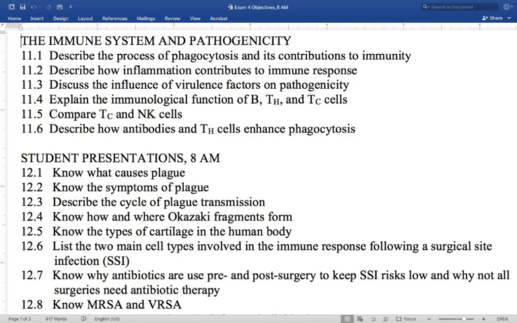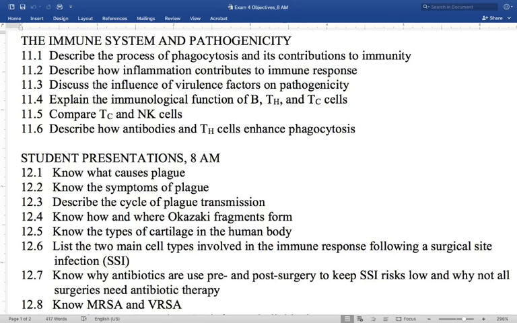11.2, describe how inflammation contributes to the immune response. Making sure to focus on terms like diapedesis, margination, and understanding the process of chemotaxis of those neutrophils to the site of infection are all important concepts to review.